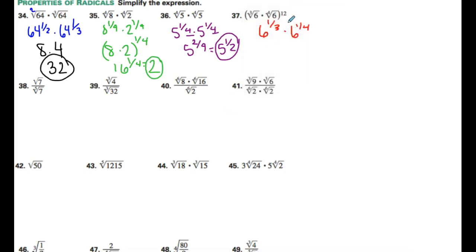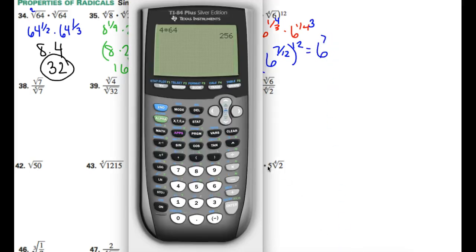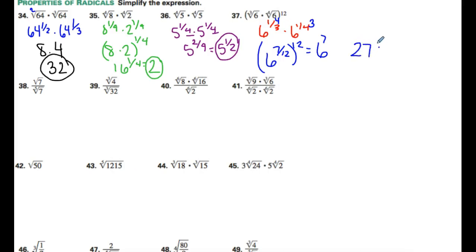So in order to add my exponents, I'm going to multiply this one by 4, this one by 3, which gives me 6 to the 7/12. And then I'm going to multiply that by 12, means I get 6 to the 7th power. And I don't know what that is, but we could figure it out if we really, really had to. And evidently it is 279,936. The reason why it's 7 is if I multiply here, the 12s would cancel out.